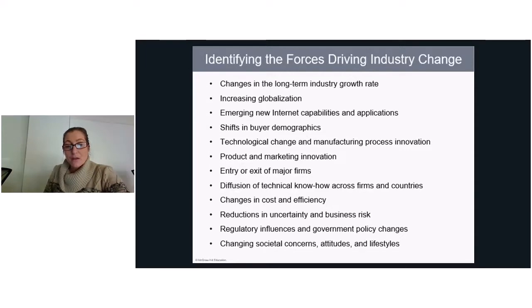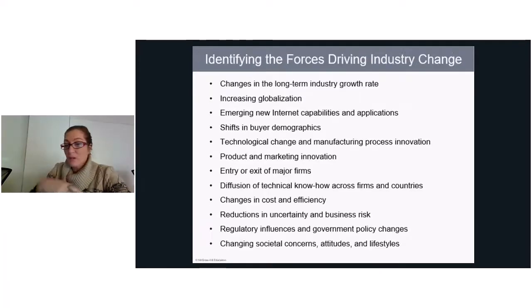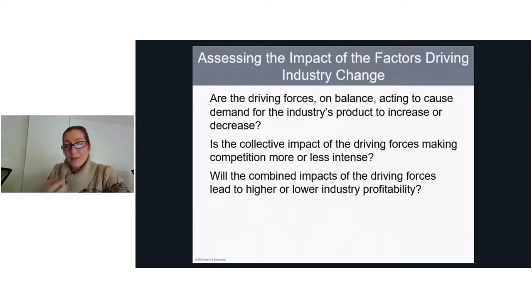What's going on there? Consider the reductions in uncertainty and business risk, and look at the regulatory influences and the government policy changes. We also might want to consider societal values and lifestyles, whether that's changing and driving industry change. So then we assess these factors. Not all of the factors on the previous slide may be relevant. There may be some factors that are more relevant than others, and we're going to assess these factors that drive the industry change. Let's talk about that in class.